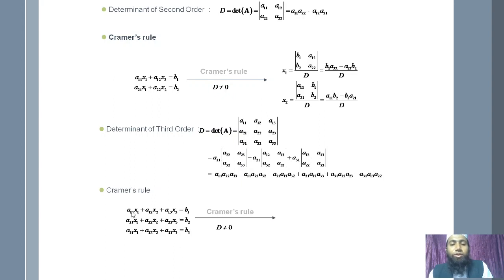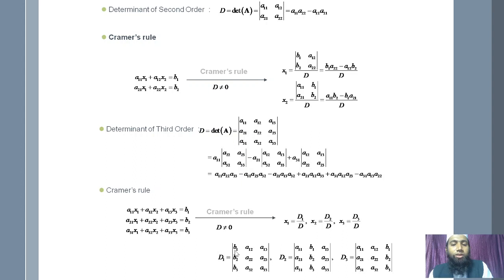In place of the coefficients of x1, we have to replace these three coefficients, b1, b2, b3. Likewise, for the coefficient of x2, we have to replace this one like this, where d1 is what? b1, b2, b3, यहाँ पे हमने replace कर दिए. We have replaced this one. Likewise d2, we have replaced this one.